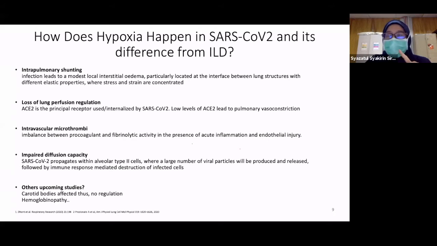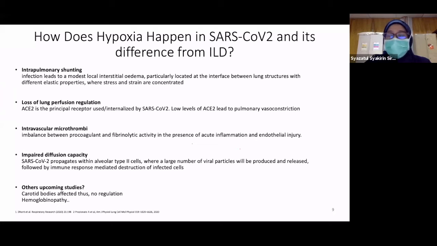And another cause is due to impaired diffusion capacity, because it affects the type 1 and type 2 alveolar cells, whereby you have alveolar collapse. So basically, it will impact the gas exchange.